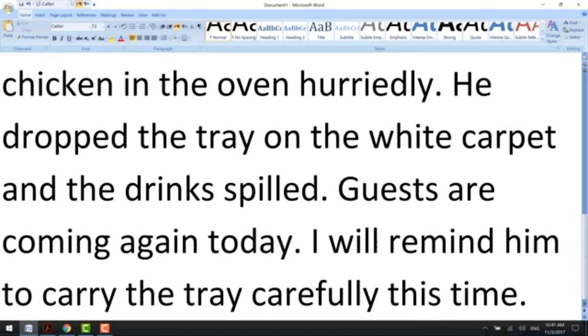I will remind him to carry the tray carefully this time. Last sentence. I is a person, therefore that's an ism. Will remind is in the future, so that makes it a fi'l. Him is actually a person, which means it's an ism. To would be a harf. Carry the tray. To carry. Carry would be the idea. You can also here say it's in the present, so you can call it a fi'l.